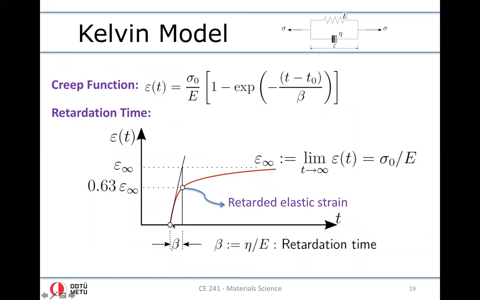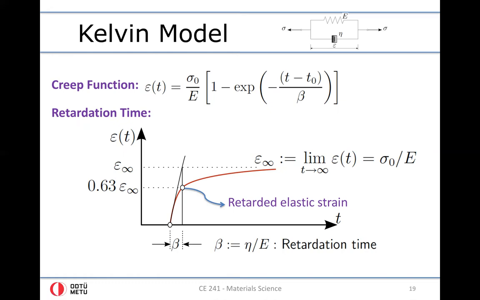All right, so in the Kelvin model, when you draw a tangent to the creep curve at t equals t0, the time value corresponding to the intersection point of this initial tangent with the steady state strain line, the horizontal line here, gives you a point whose difference from the initial time t0 is nothing but beta. And this time is referred to as the retardation time.